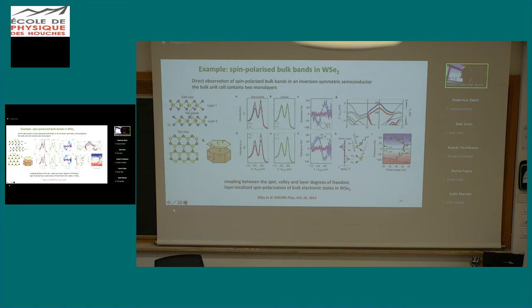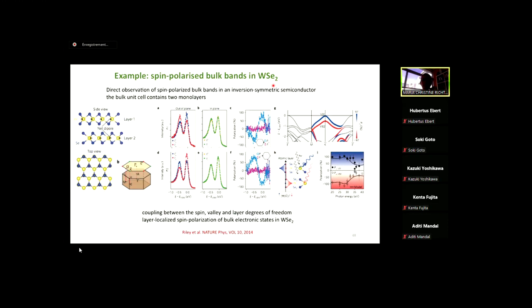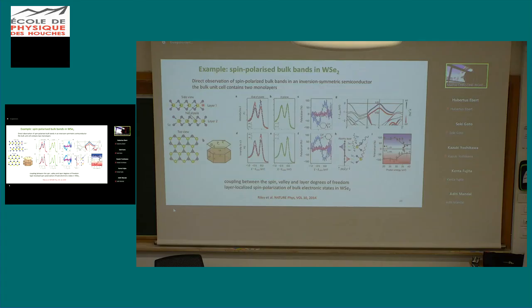And now I give you an example of spin polarized data, which is a study on tungsten diselenide. Tungsten diselenide is a TMDC material. TMDC means transition metal dichalcogenide. It is a layered material, as you can see here. It's like graphite, graphite consisting of lots of layers of graphene, you can say.